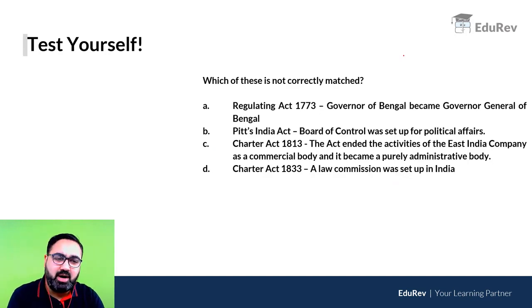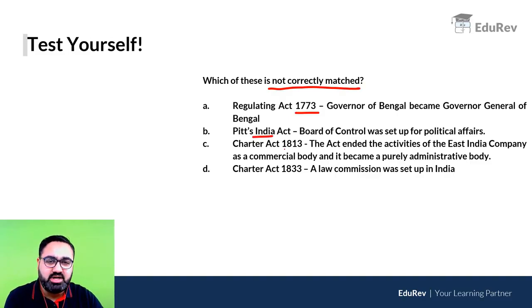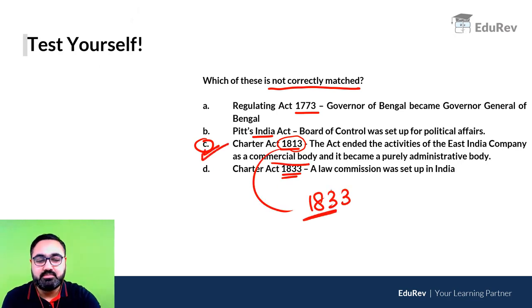Another question from this part, asked previously by the UPSC. You have to tell which of these is not correctly matched. We have read all these acts: the 1773 Regulating Act, the Pitt's India Act, the Charter Act of 1813 and the Charter Act of 1833. You can take your 10-15 seconds, go through the options, and you will see very easily that C is incorrect. Why? It was not the 1813 Act that ended the activities of the East India Company as a commercial body, it was the 1833 Act. So this was done by the 1833 Act and not the 1813 Act.